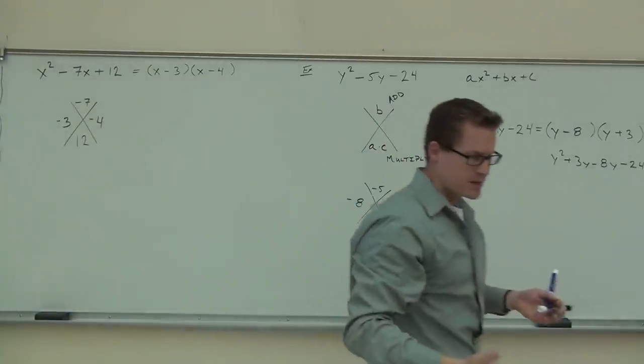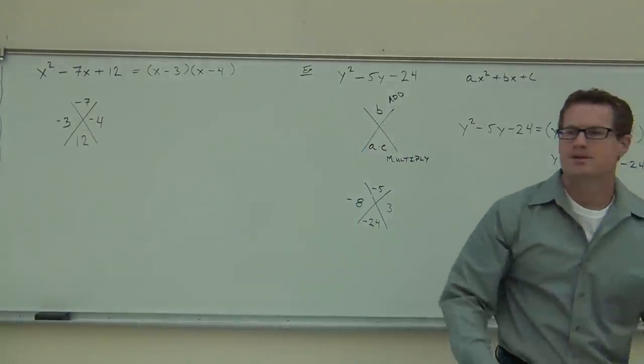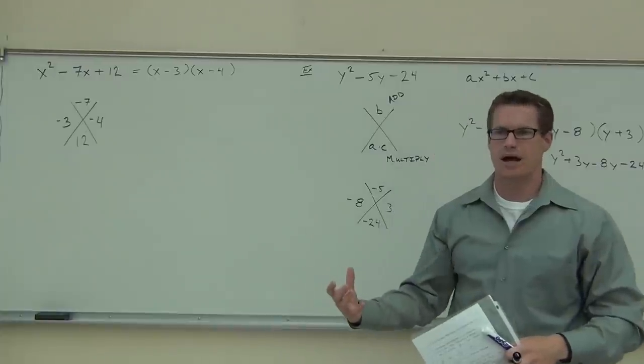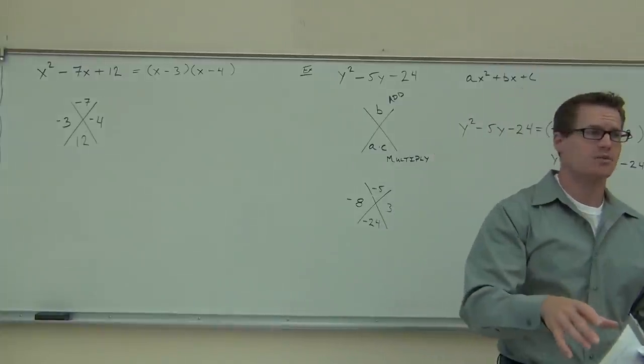Now, of course, this begs the question, what happens if the a is not a 1? How do you do that problem? Before I answer that, I have to talk about factoring by grouping.